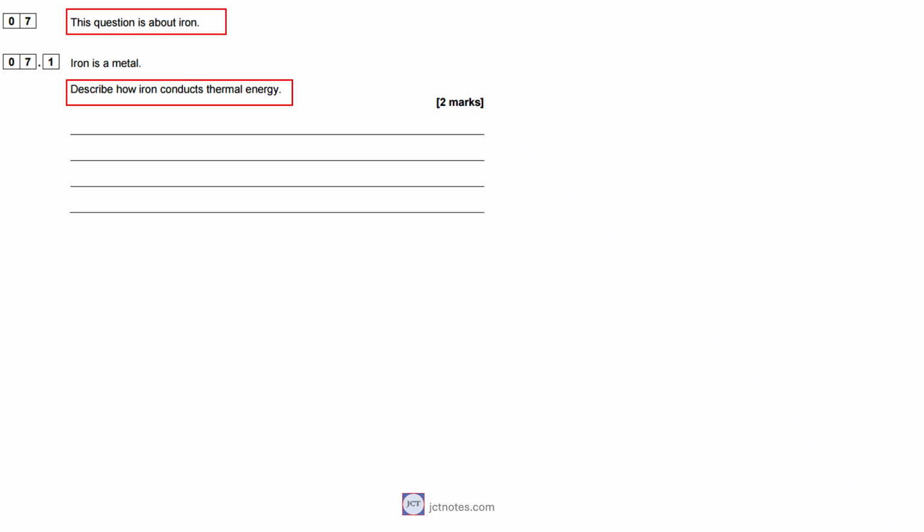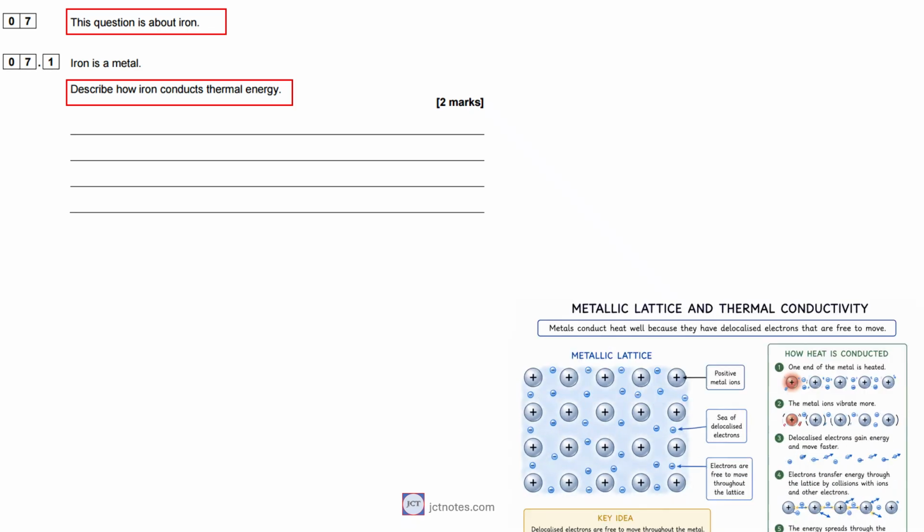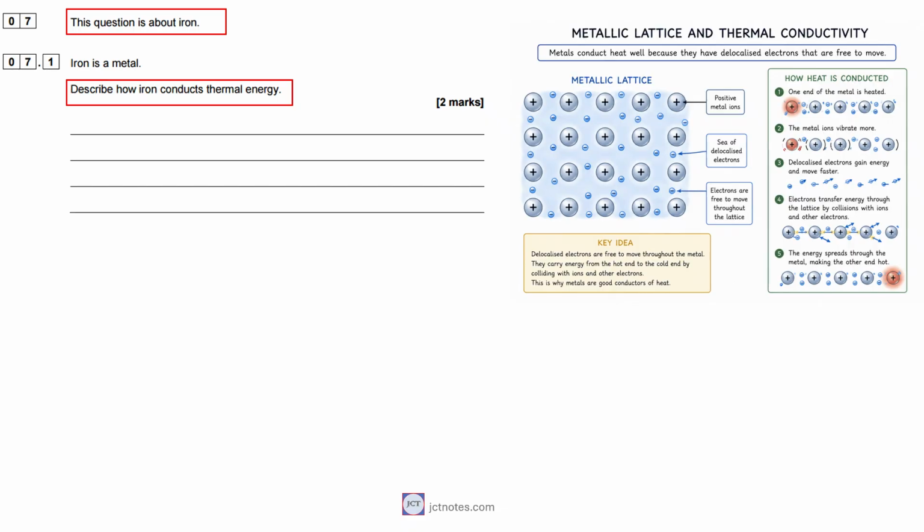marks easily. To understand why metals are such fantastic conductors of heat, we need to picture their giant structure. Iron, like all metals, consists of a lattice of positive metal ions arranged in regular layers. Surrounding these positive ions is a sea of delocalized electrons. These electrons are free to move throughout the entire structure.